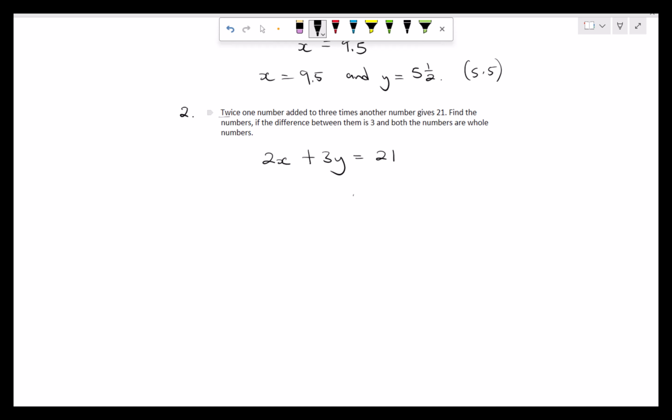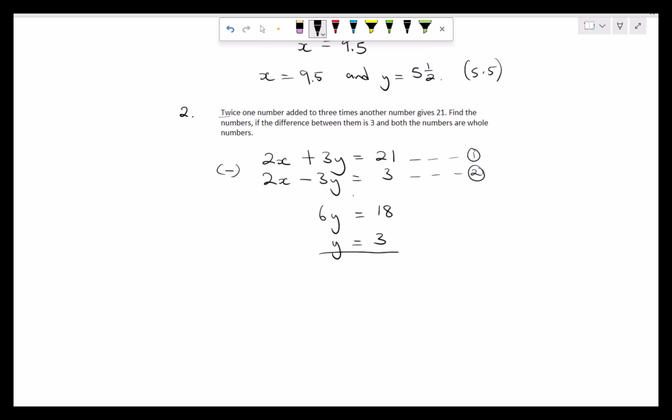And then we're told find the numbers if the difference between them is 3. So 2x minus 3y is equal to 3. So we have our equation number 1 and equation number 2. So we're going to eliminate x. So we will subtract: 2 minus 2, that's 0. 3 minus 3, that gives us 6y is equal to 21 minus 3, that gives us 18. You divide both sides by 6 and we get y is equal to 3.